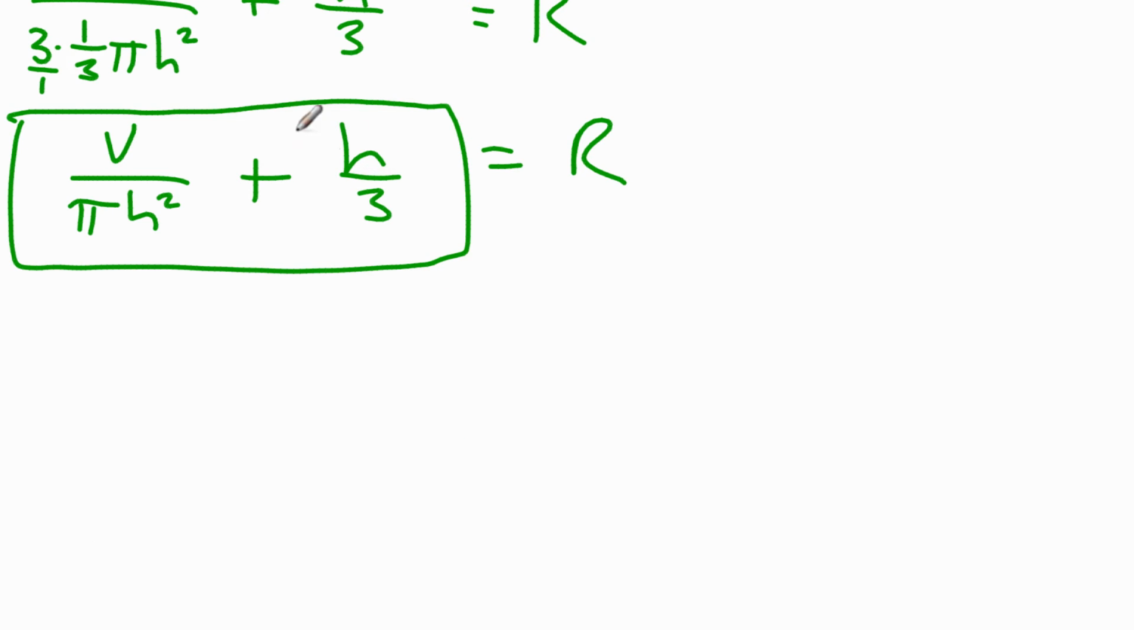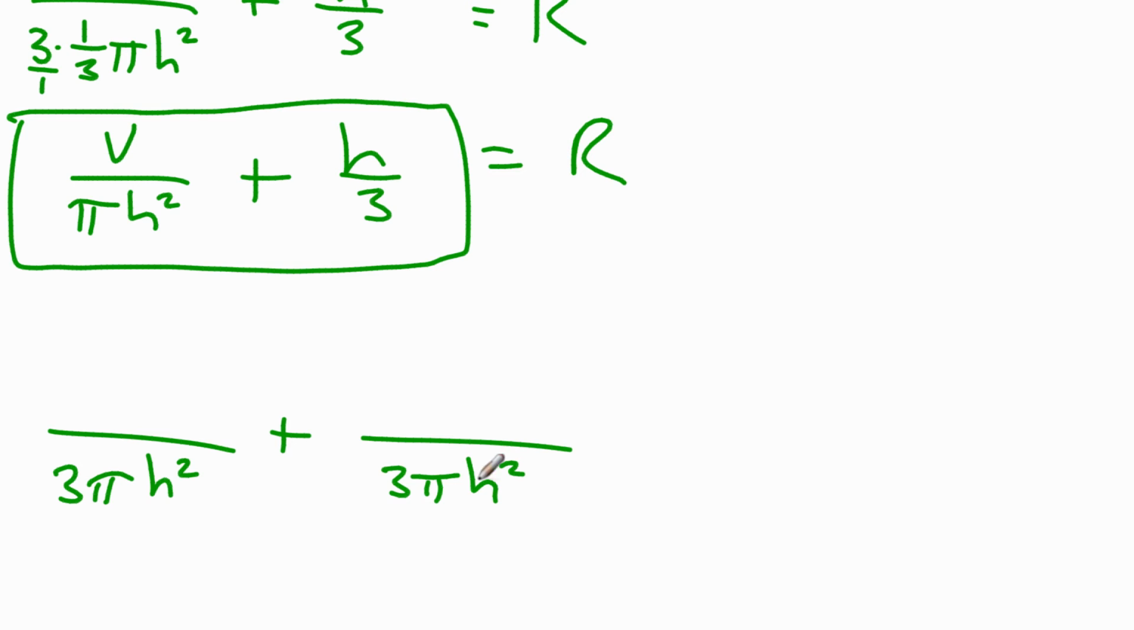If they want me to add these fractions, I can do that. I would just need to get a common denominator. In this case, my common denominator would be pi h squared and a 3. Maybe I'll just do that, just for practice. So this one has to get a 3 pi h squared, and this one has to get a 3 pi h squared. Okay, this one didn't have a 3 before, so I have to multiply the top by a 3. This one here had a 3, but this pi h squared stuff is new.